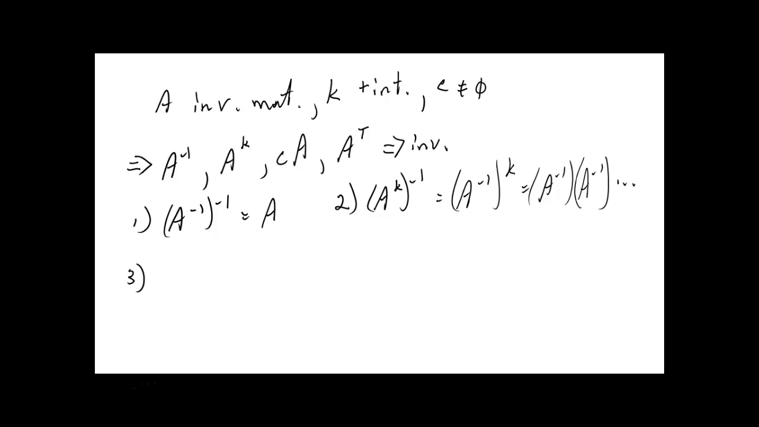Okay, number 3. If you have C times A and take the inverse of that, now C is a non-zero constant, okay? Then the inverse of that would be 1 over C times A inverse, okay? So you reciprocate the C part, the constant part, and do the inverse of the matrix part.